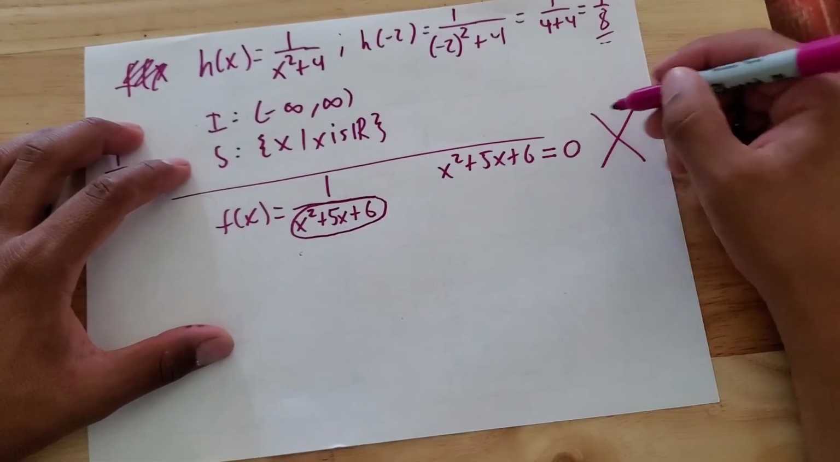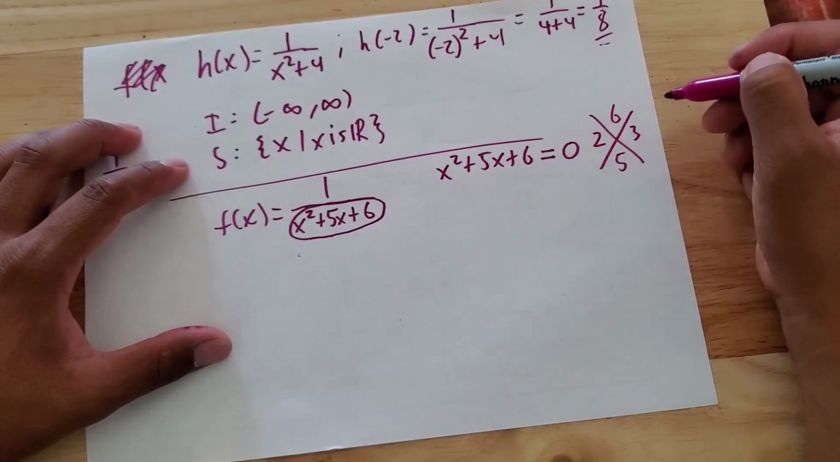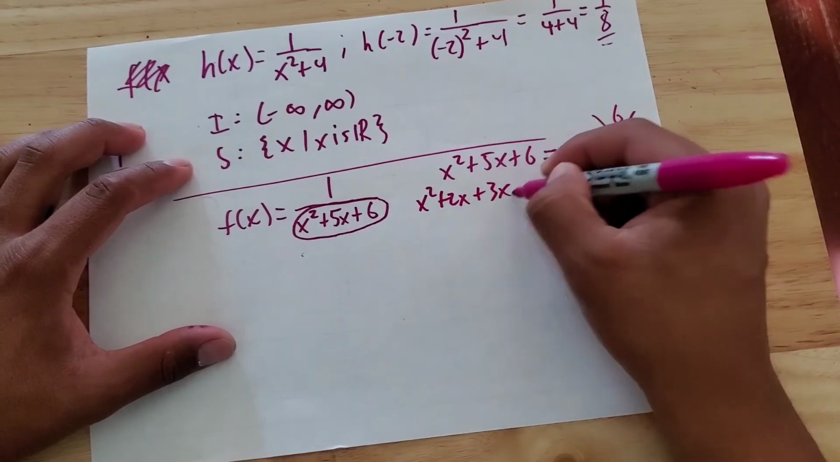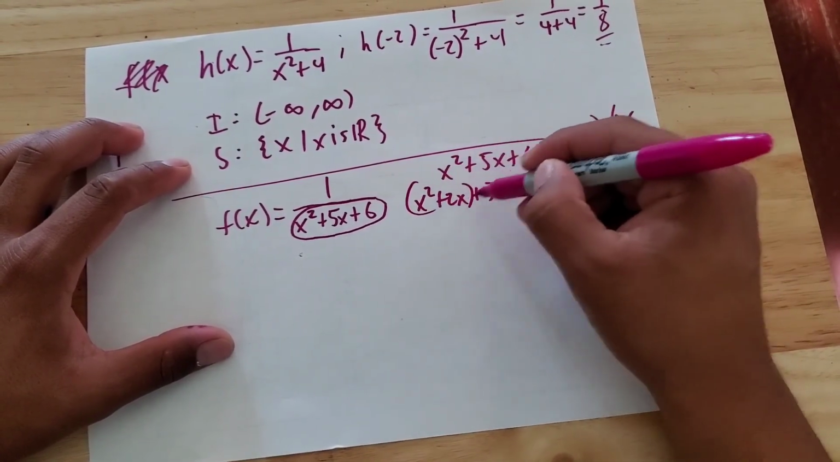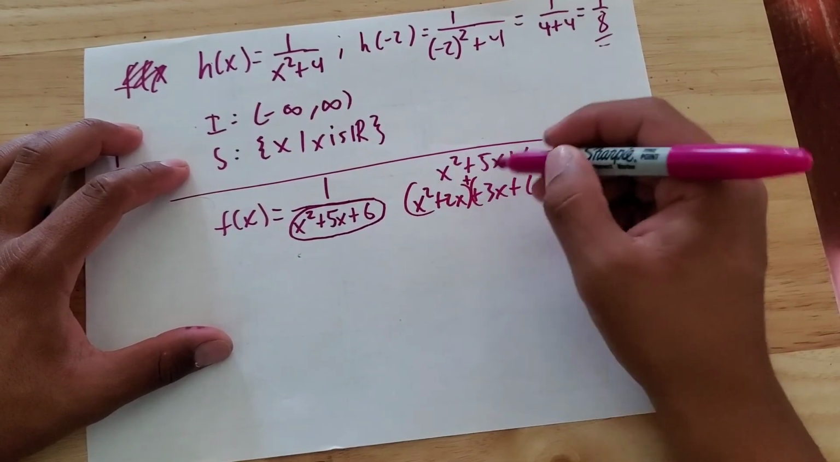Here goes my 6. Here goes my 5. 2 and 3 is going to work. So that's x squared plus 2x plus 3x plus 6. I group the first 2. I group the second 2. I always grab the sign, but I put a plus to remind me they're not multiplying.